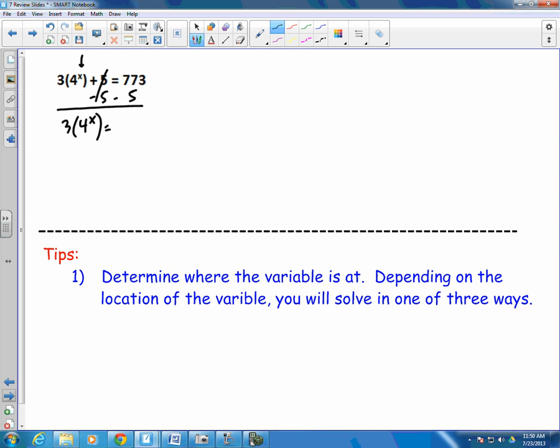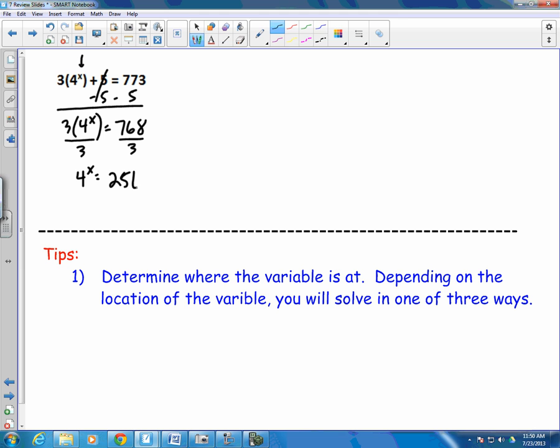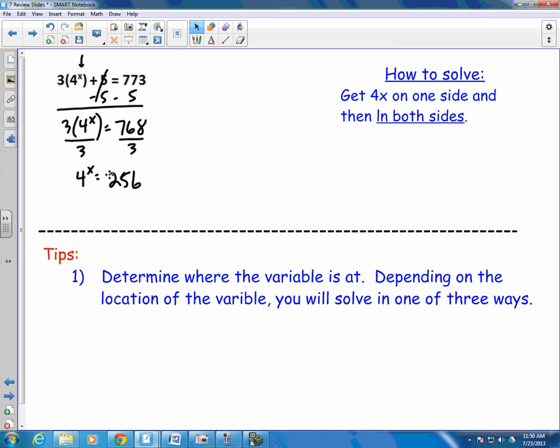So the steps involved: I'm going to get 768 divided by 3. 4 to the x equals 768 divided by 3. Let's see what that comes out to. It's going to be 256. And at this point, I'm ready to get the 4 to the x on one side and then ln both sides, okay? And this should be 4 to the x, not just 4x. Okay? And then ln both sides.